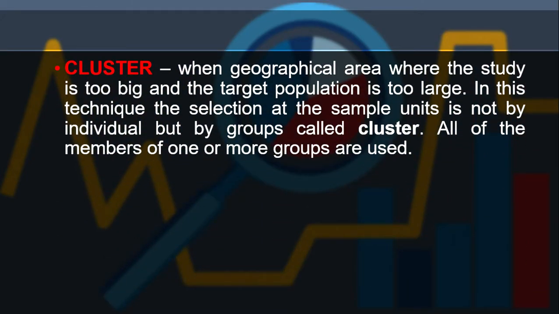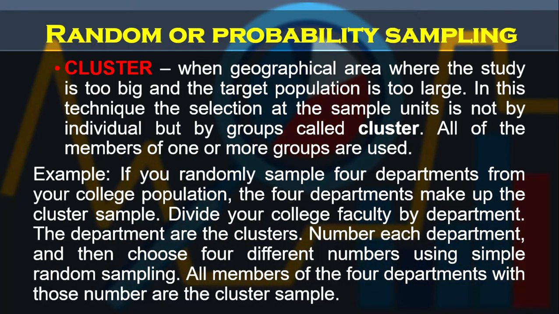And then the last one, we have here the cluster. When the geographical area where the study is done is too big and the target population is too large, in this technique the selection of the sample units is not by individual, but by groups called clusters. All of the members of one or more groups are used. So for instance, if you randomly sample 4 departments from your college population, the 4 departments make up the cluster sample. Divide your college faculty by department, and the departments are the clusters. Number each department, then choose 4 different numbers using simple random sampling. All members of the 4 departments with those numbers are the cluster sample.